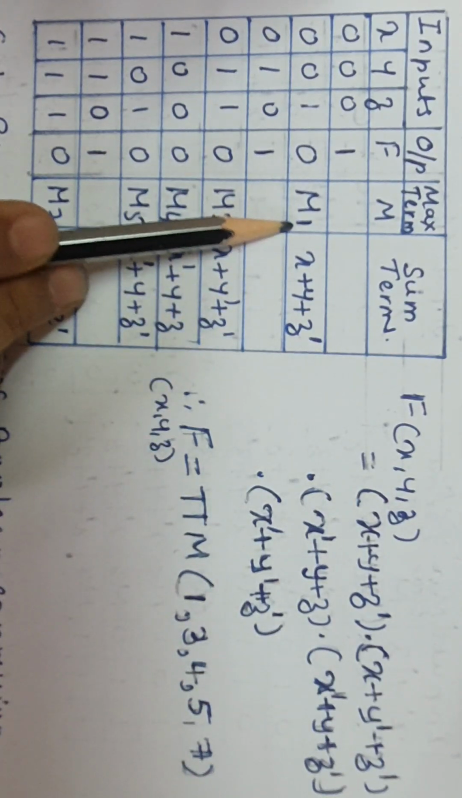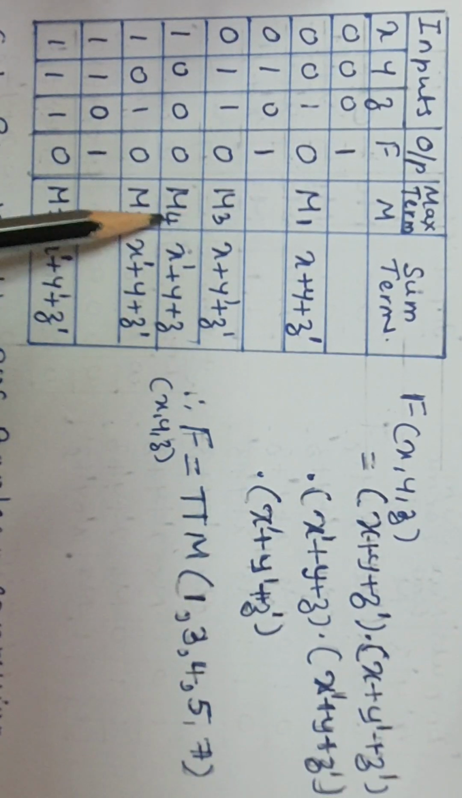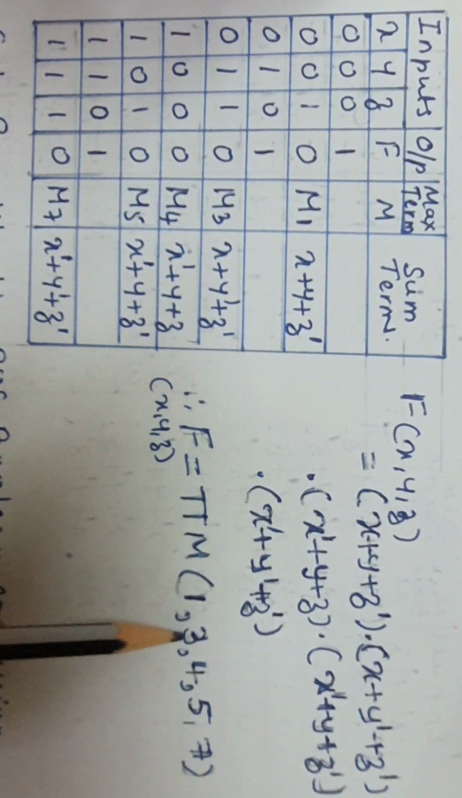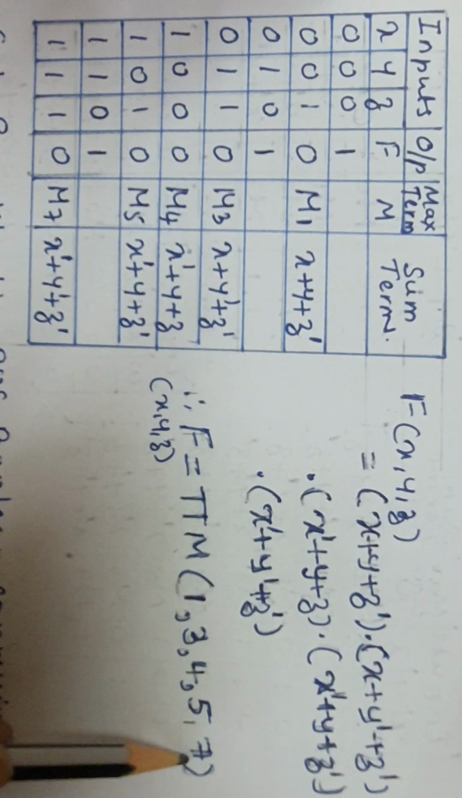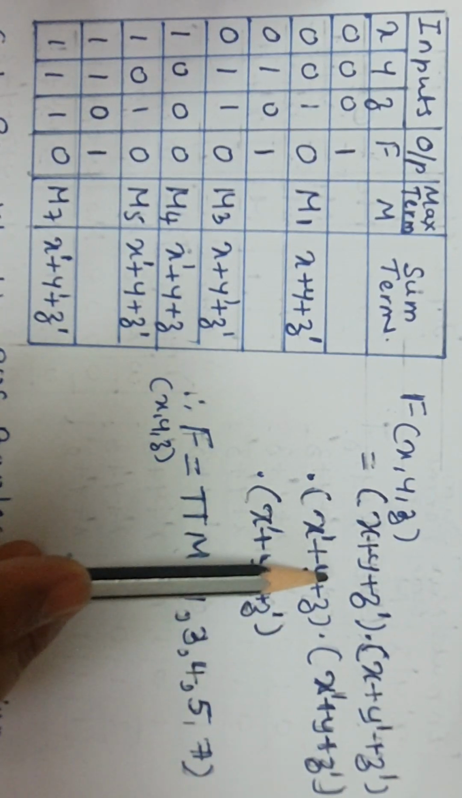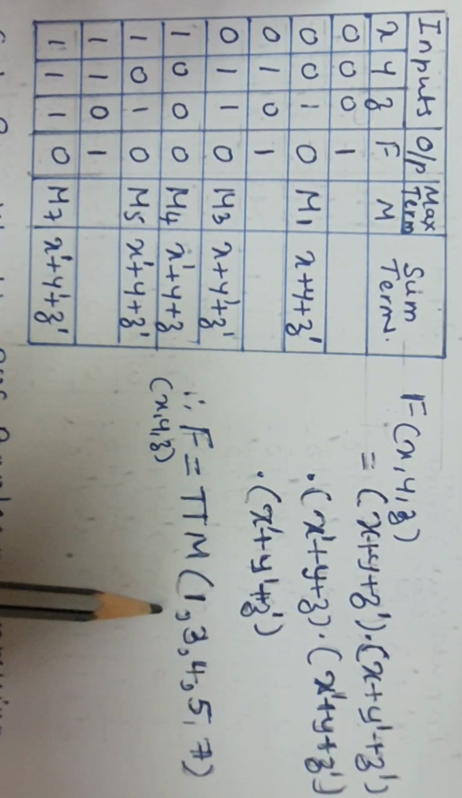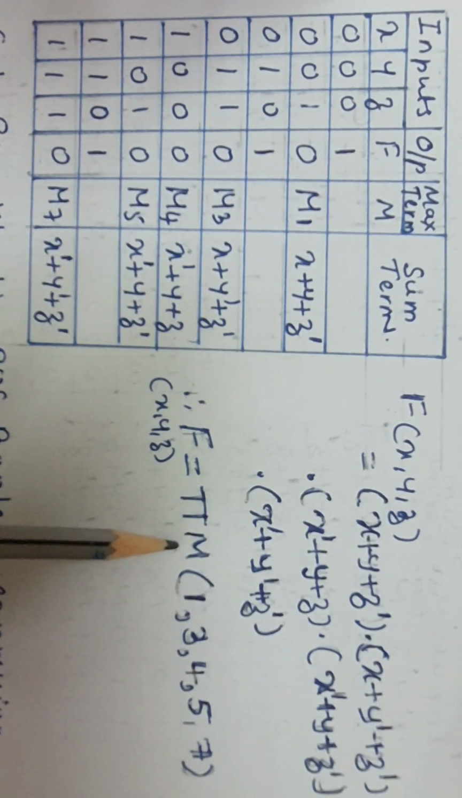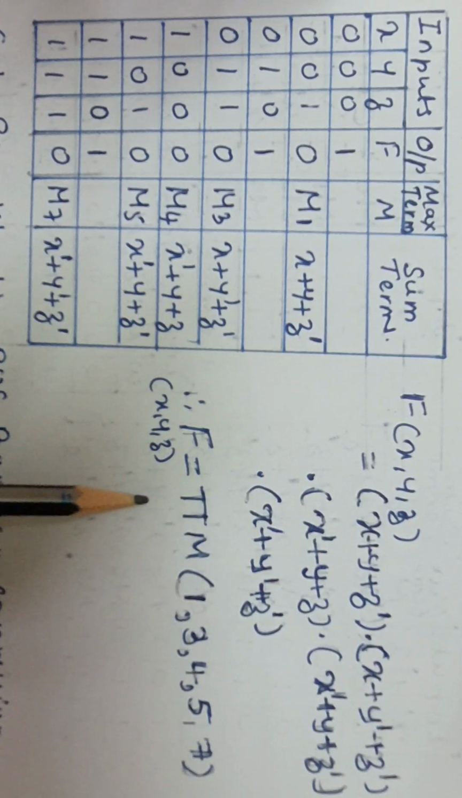So which are the max terms here? m1, then m3, m4, m5, m7. So m is common here: 1, 3, 4, 5, 7. So we may write it either in this form or in this form. So that is how to express a Boolean function in POS form, in product of sums form. Right. So next we shall solve a simplification problem which is given in POS form.